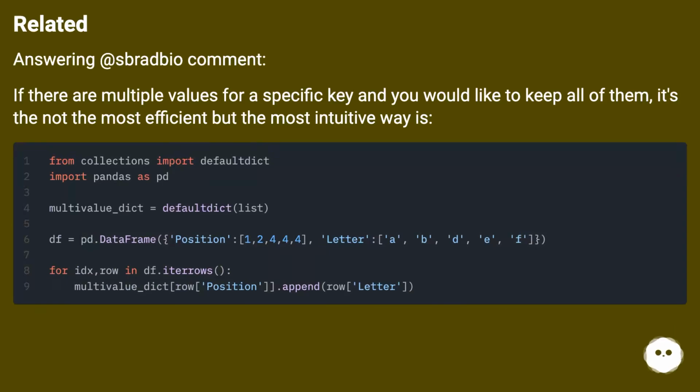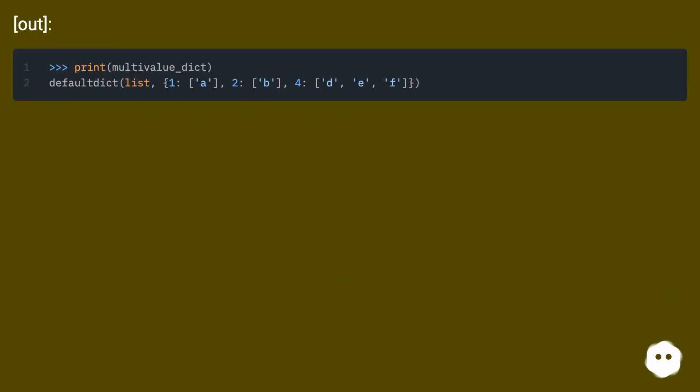Related. Answering at Spradbio comment. If there are multiple values for a specific key and you would like to keep all of them, it's not the most efficient but the most intuitive way is. Out.